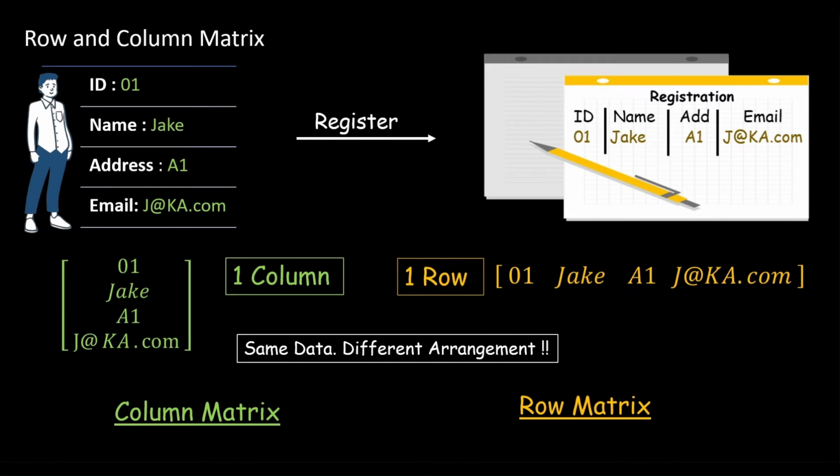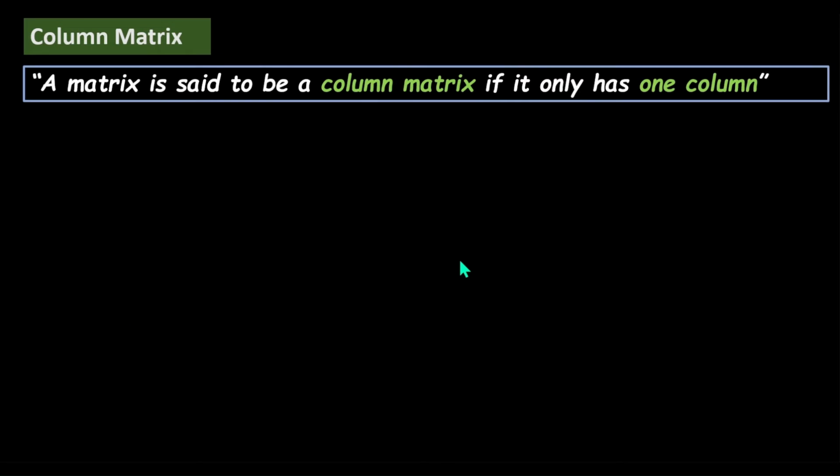So let's formally define it now. Let's talk about column matrix. A matrix is said to be a column matrix if it only has 1 column. So let's take an example. Say we have a matrix something like this, 6, 7, 9. We can see it only has 1 column, whereas it has 3 rows.